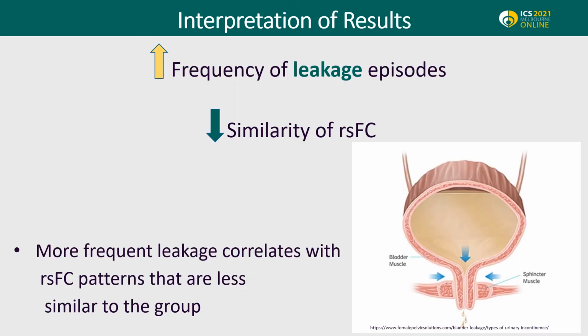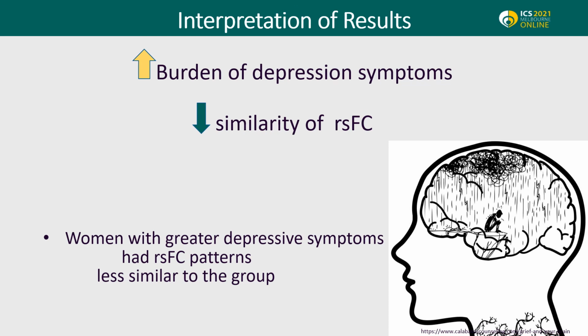We interpret these results as an increase in the frequency of leakage episodes decreases the similarity of the resting state functional connectivity. In other words, more frequent leakage correlates with functional connectivity patterns that are less similar to the group. As there's an increased burden of depressive symptoms, there's decrease in similarity of resting state functional connectivity. In other words, women with greater depressive symptoms had functional connectivity patterns that were less similar to the group.